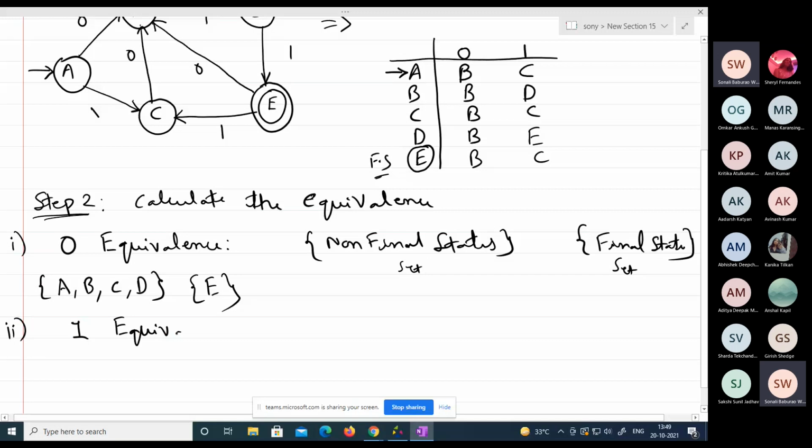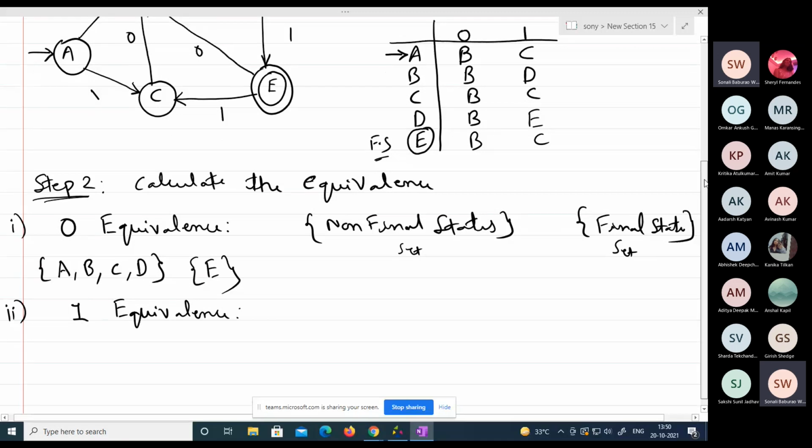Now, what is this equivalence basically? It should come to your mind why we are saying zero equivalence, one equivalence, and so on. For minimization of a DFA, you always have to check in the transition table whether that particular state belongs to that set. Once we solve this example, I think this will be clear to you.